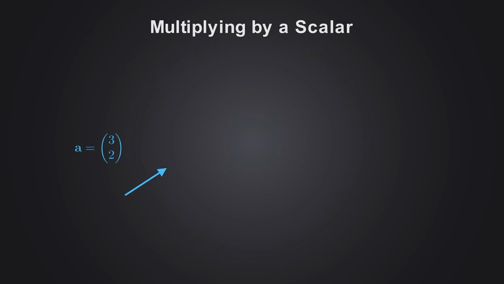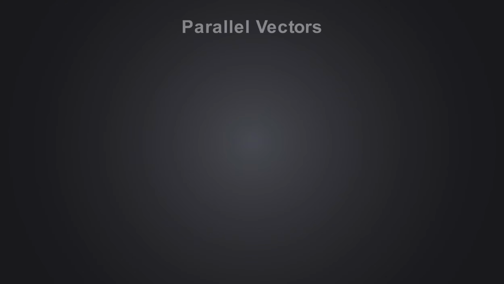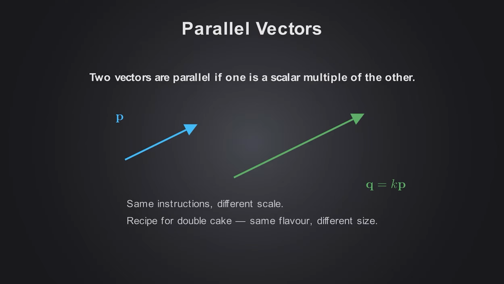Multiplying by a scalar, which is just another number, is even easier. Now it says 12 east, 8 north. Same direction, just 4 times longer, so you've scaled it. And here's where parallel vectors come in. 2 vectors are parallel if one is a scalar multiple of the other. That's the technical way of saying same instructions but different scale.